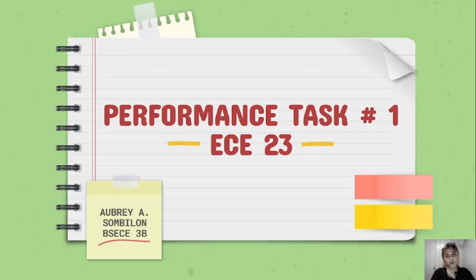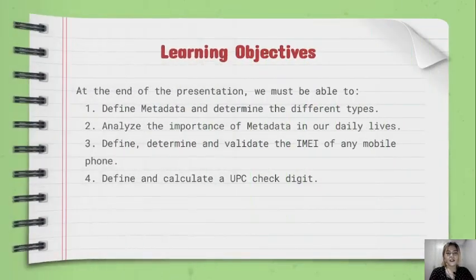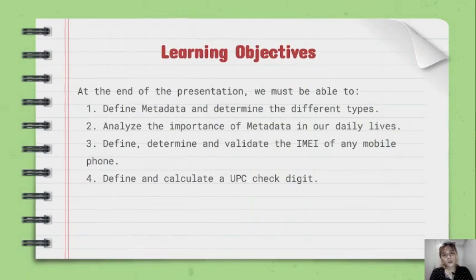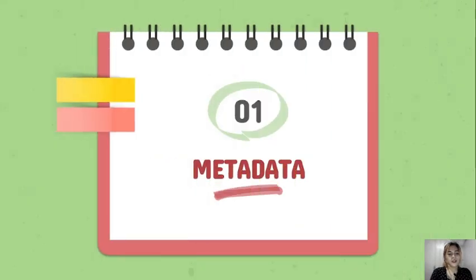Hi, this is Aubrey Sumblon from BSEC 3B, and for this video, I will be presenting my performance task number 1 for ECE 23 Communications 2, discussing metadata and its importance in our daily life. At the end of this presentation, we must be able to define metadata and determine the different types, analyze the importance of metadata, define, determine, and validate the IMEI of any mobile phone, and define and calculate a UPC check digit.